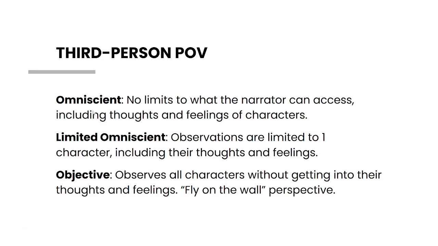Actually, before that. Omniscient means there are no limits on what the narrator can access. That means it will basically be mind reading. You are the god of this universe and you can access anything. Limited omniscient basically focuses on one character's thoughts and feelings. Okay, objective is you are like a fly on the wall. You are just observing a scene. Okay, let me show you guys examples because this will be very confusing. I know it's quite confusing.